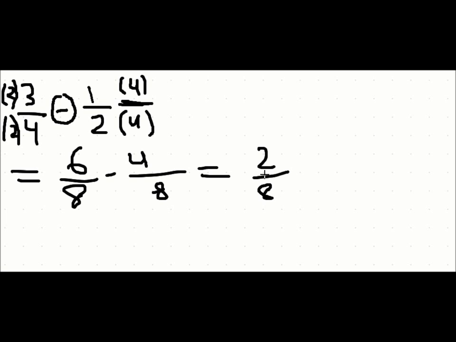Now, you can even simplify this problem further. Some people might tend to stop right there, but you can see that this is further divisible. So you can divide by 2 because 2 is common in both terms. So this would become 1, and if we divide this by 2, it would become 4. So your final answer would be 1/4.